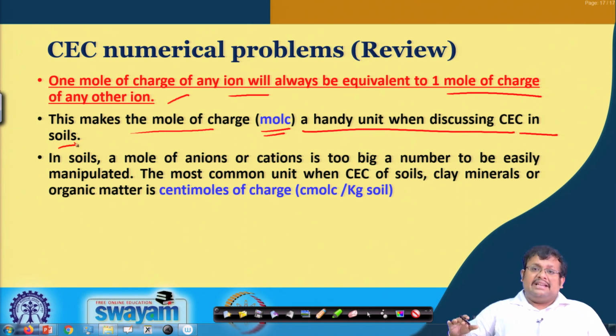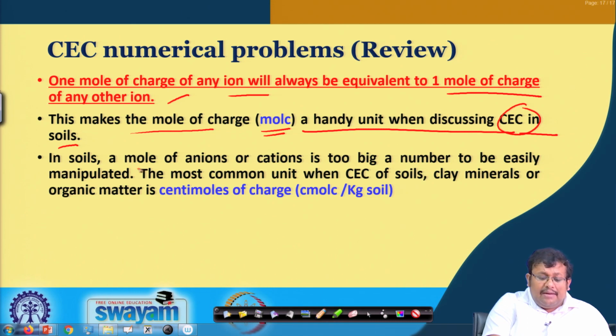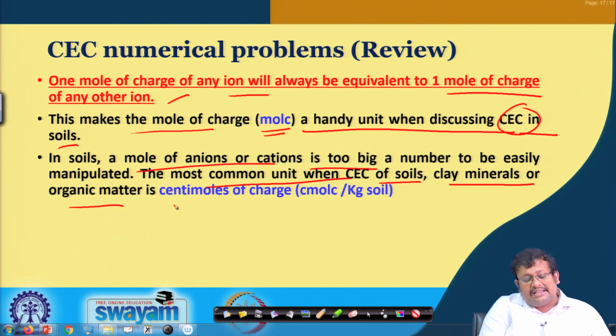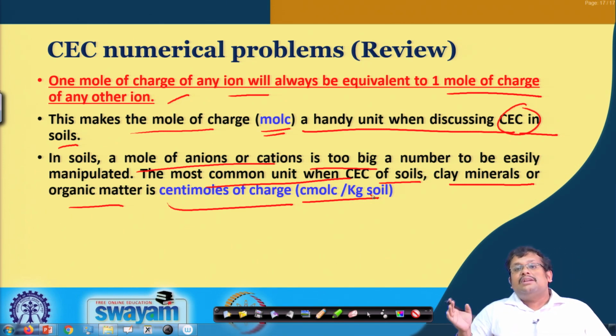So, this equivalent baseline, that is mole charge, gives a much easier way of calculating the CEC in soil. In soil, a mole of anions or cations is too big a number to be easily manipulated. So, the most common unit for CEC of soil, clay minerals or organic matter is centimole of charge per kg of soil. Now you have understood why we are using this term. Earlier it was milliequivalent per 100 grams of soil. Now, it is centimole of charge per kg of soil.